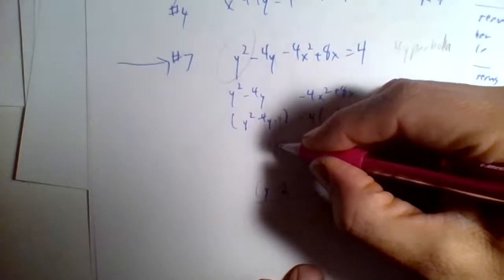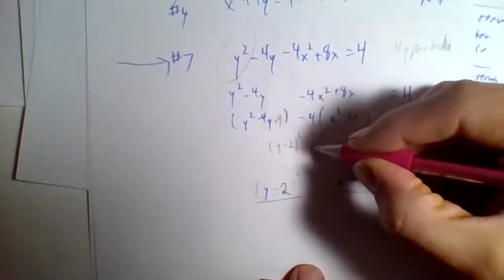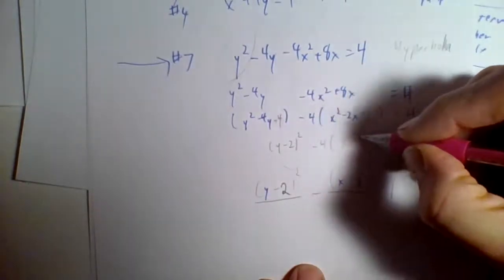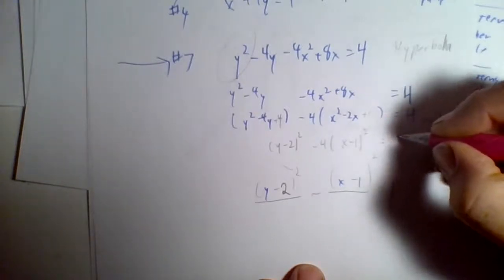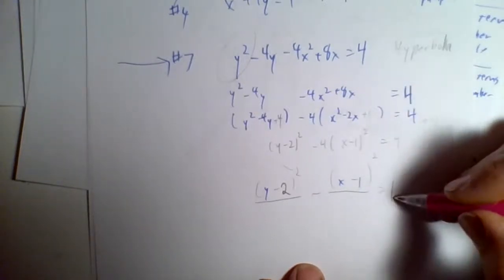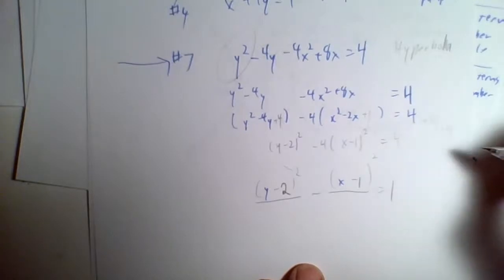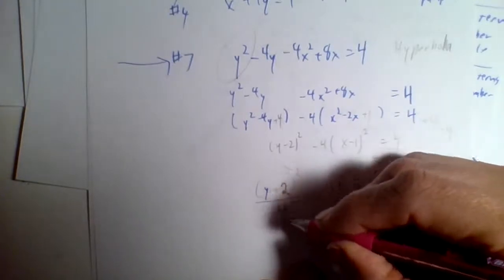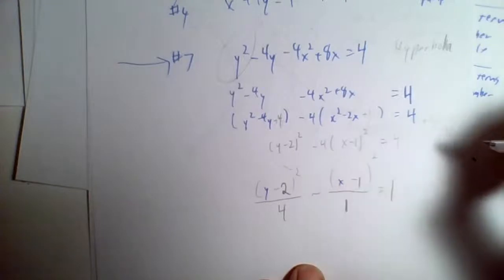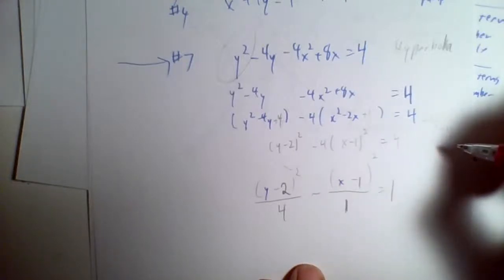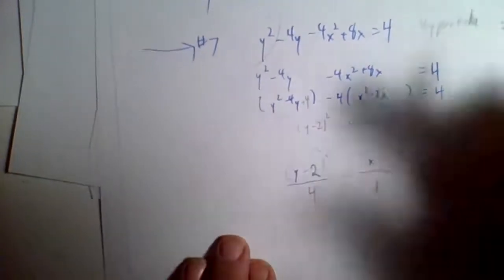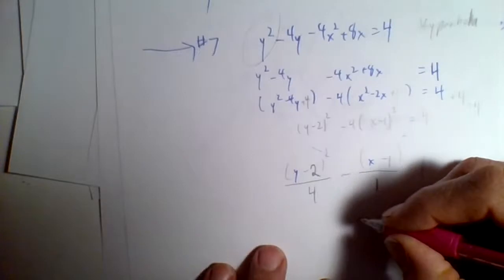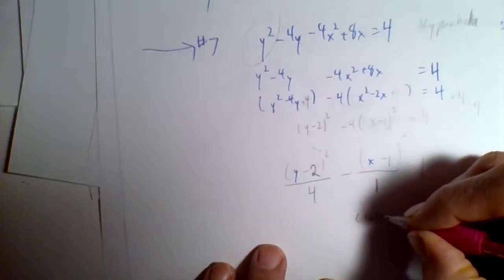Here's what I got so far. y minus 2 squared minus 4 times x minus 1 squared equals 4 plus 4 minus 4, which is just 4. Now I got to turn that into 1, so I'm dividing by positive 4. 4 divided by 4 is 1. So that's the nice form of this thing for graphing. H and K, you hear this is centered at 1, 2.